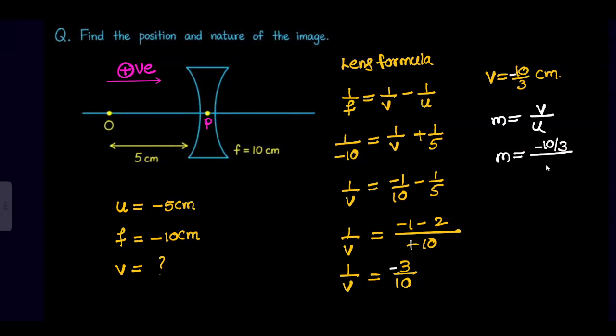by u value, how much now? -5. So that is m value will come to be 2 by 3, plus 2 by 3. 2 by 3 only, na? 2 by 3. So from this we can talk about the nature now. The nature now here: yes, virtual, erect, and diminished.